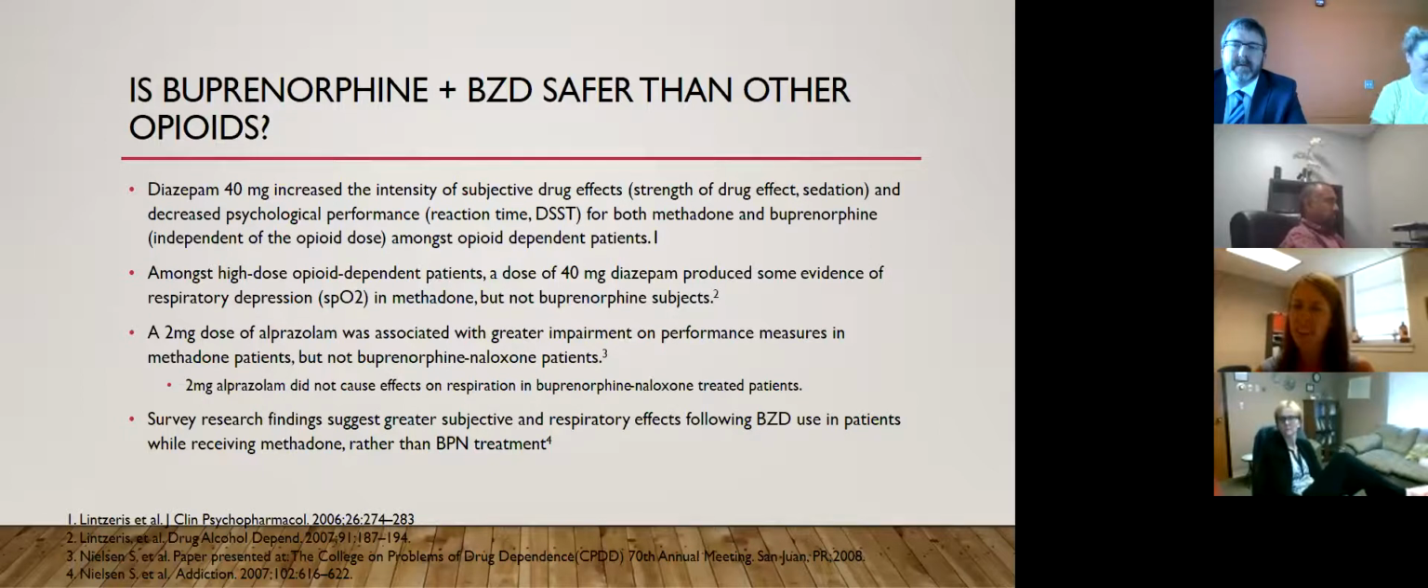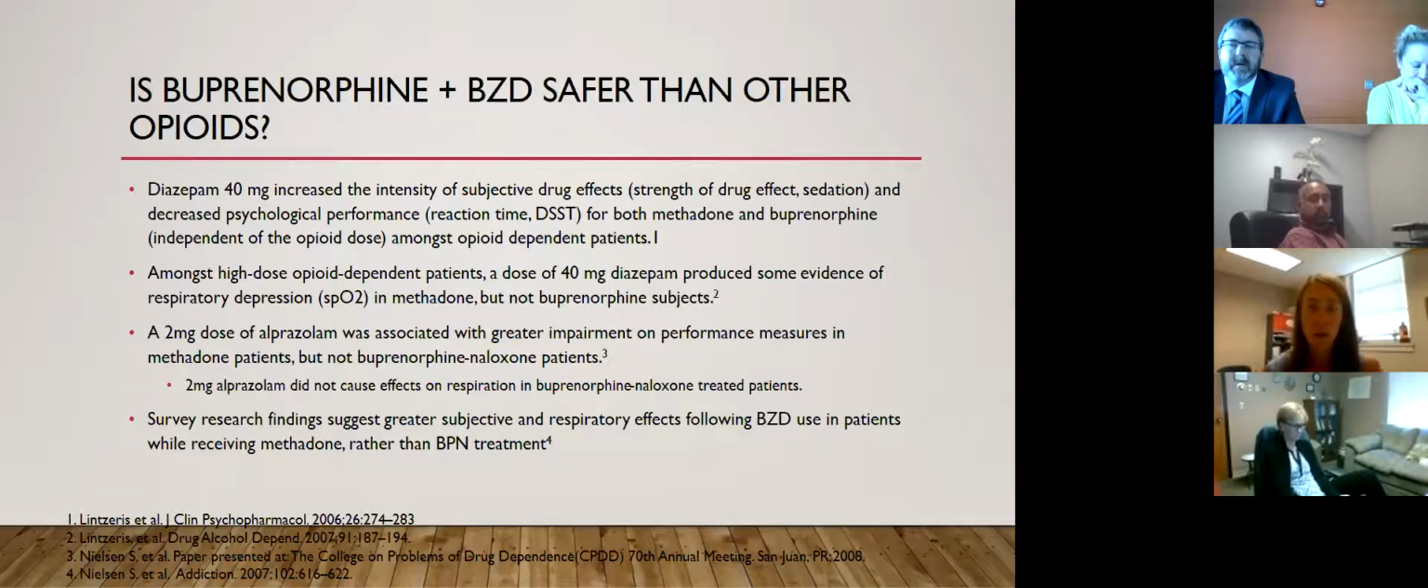Did I say that right? Benzodiazepine plus buprenorphine seems like it might be a little bit safer on some of these central nervous system related outcomes. And finally, survey findings suggest greater subjective and respiratory effects following benzodiazepine use in patients while receiving methadone rather than when they're receiving buprenorphine.